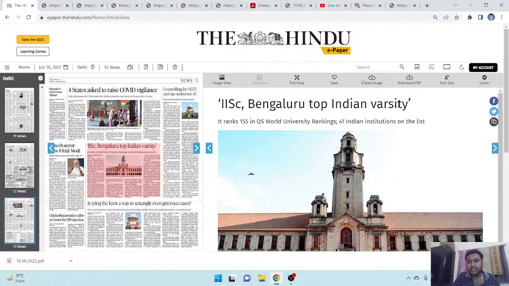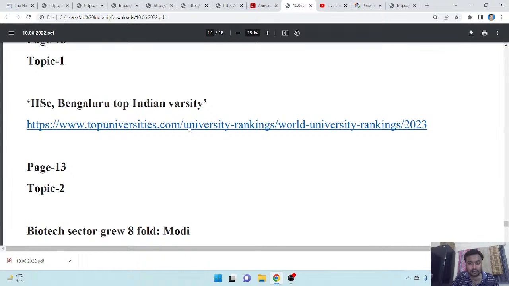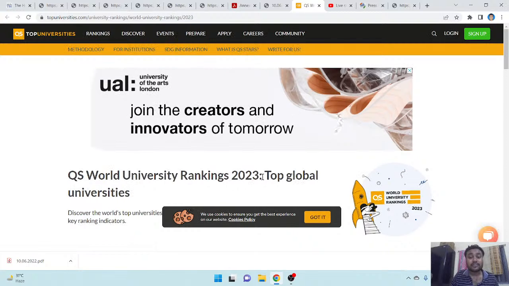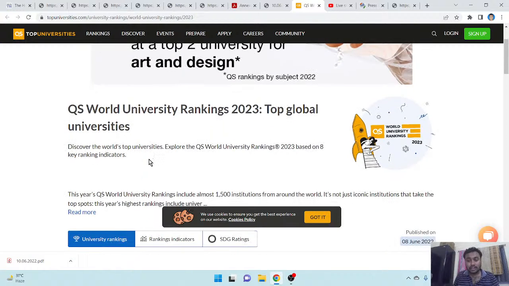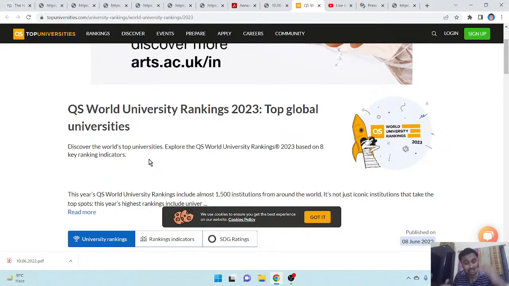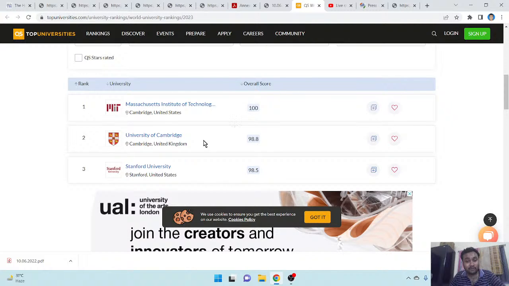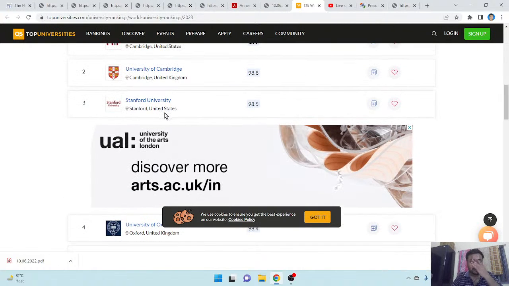IISc Bengaluru, top Indian varsity. So recently the ranking of top universities across the world has been published. Okay, so if you go through this website you can understand, that is known as the QS World University Ranking 2023, top global universities. So the students who want to take admission in 2023 can search this website, and they have given the ranking of all universities, and the number one ranked university is Massachusetts Institute of Technology in the United States. Overall score is 100 out of 100, best university in the world, followed by Cambridge from the United Kingdom and Stanford University of the United States at number 3.